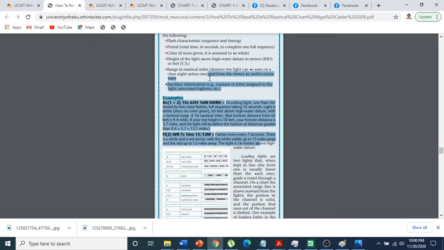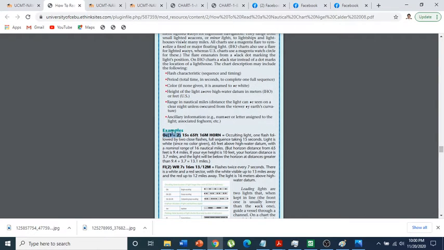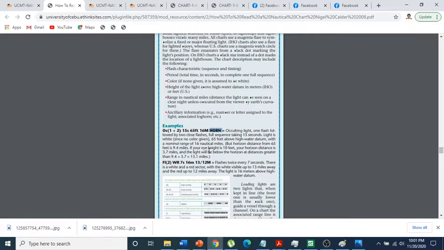So first off, read this text material. I will just summarize this. The first information is the characteristic. In this case, it is an occulting light, one flash followed by 2 flashes. Next is how many seconds. Next is the height above the datum. Next is the nominal range, how far your eyes can see, and some add-on characteristics.